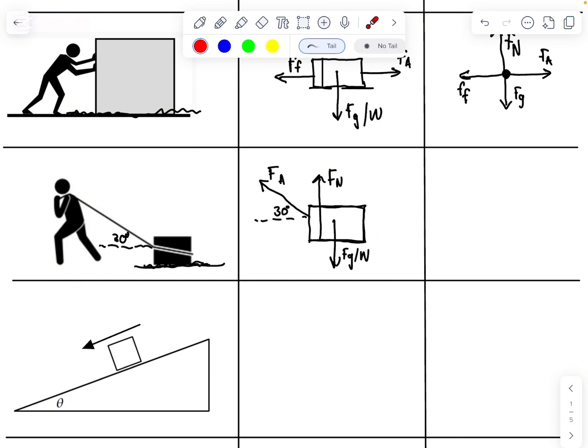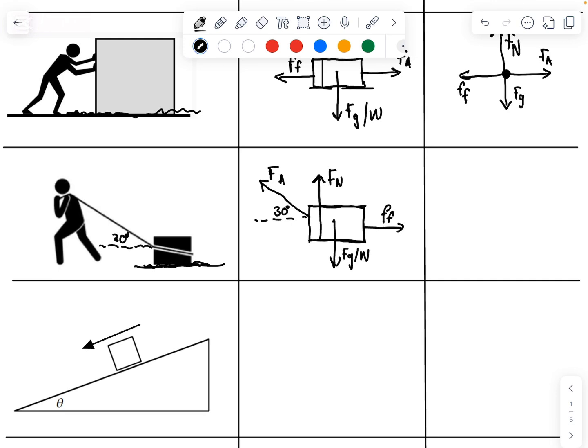I want you guys to notice something. So this box, it is pulled to the left. And remember, friction is a force that acts in opposite direction of the motion. So what is going to happen here is that as this person is pulling this box to the left, the friction will go to the right in opposite direction. So the friction here will go to the right, frictional force.